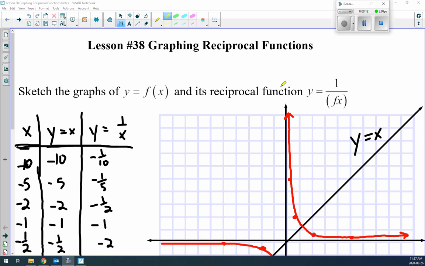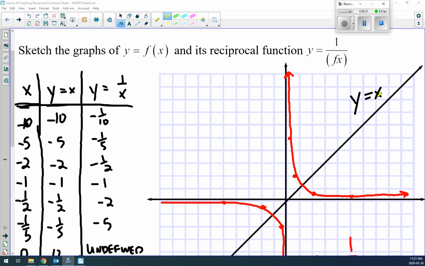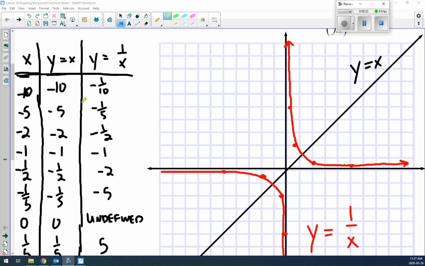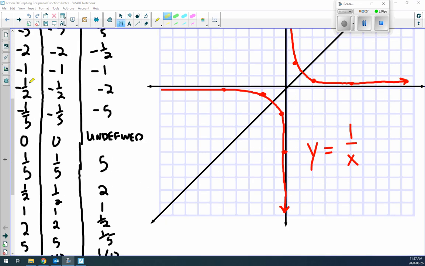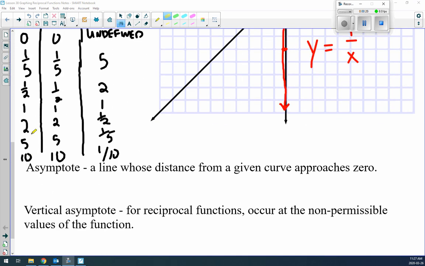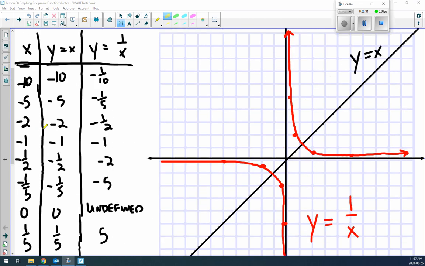So what we're going to do is, reciprocal is just take it and flip it. So if we have y equals f of x, we just flip it. It's going to be y equals 1 over f of x. So let's start by graphing y equals x, just a linear equation. If you look down here, we've put a bunch of key x values, -10, threw some fractions in, negatives, and all the way up to positives. You'll see why I put some fractions in in a sec.